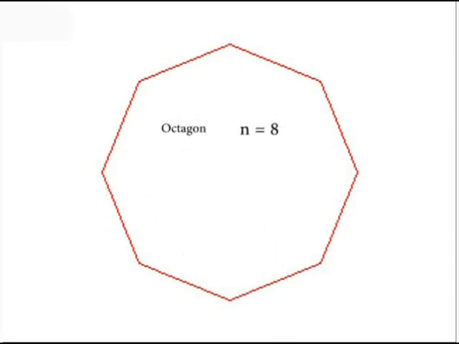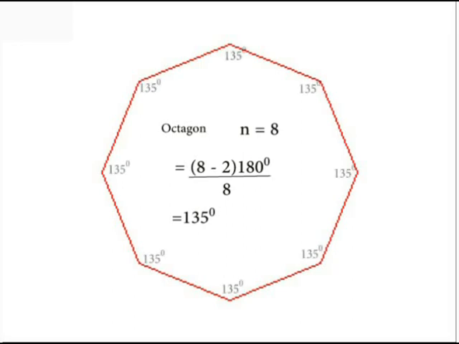So for a regular octagon with 8 sides, we shall have (8 minus 2) times 180 divided by 8, and that gives us 135 degrees.